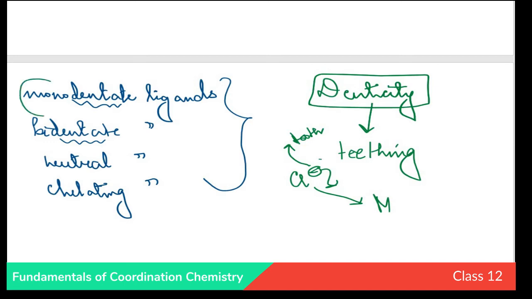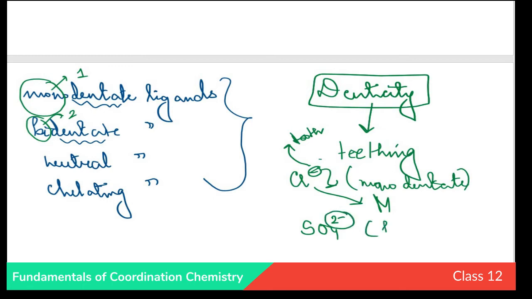Now mono refers to single or unimolecular, 1. Bidentate refers to 2. So any ligand which can donate one electron is referred to as monodentate. So, Cl minus donating one electron is referred to as a monodentate ligand. Whereas, if I use supposedly SO4 2 minus, SO4 2 minus behaves as a bidentate ligand because it can donate 2 electrons simultaneously.